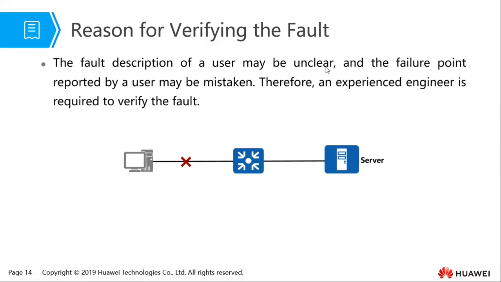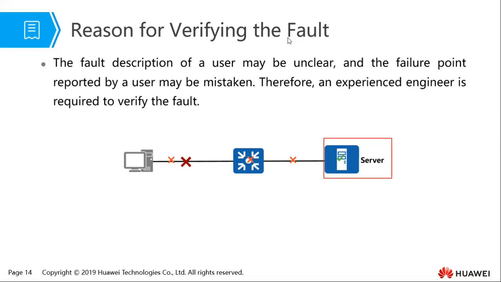The fault description of a user may be unclear at times, and the failure point reported by the user may be mistaken. We have an example here. A user calls you and says, hey, I'm not able to access the finance server, and I think the server is down. While in essence, it's not the server that is down. Maybe it's their cable. Maybe it's actually the switch or the interconnection between the switch and the server. So yes, they have reported the server is down, but the server is okay.